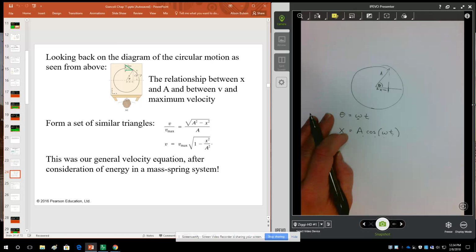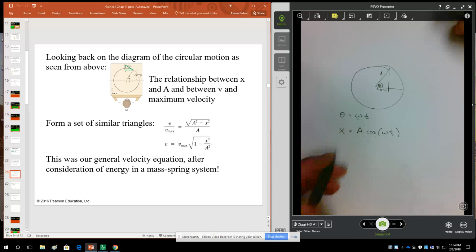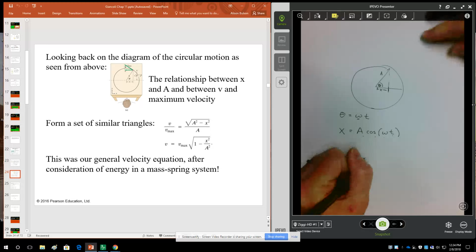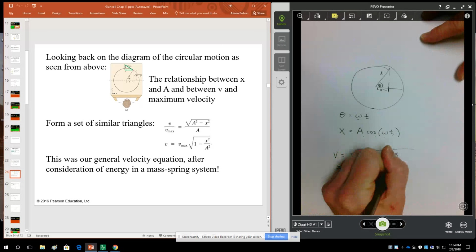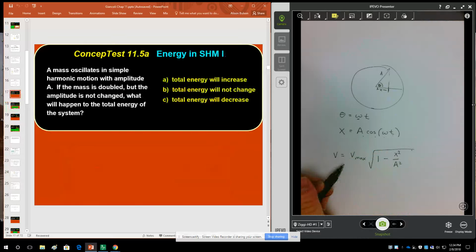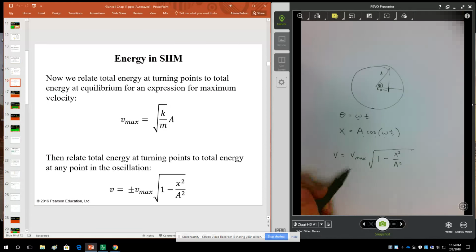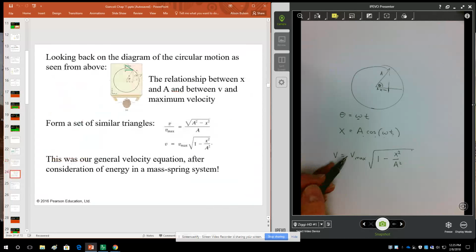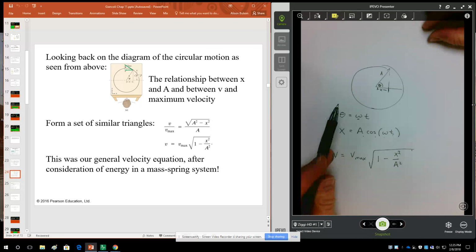And that allows us to solve for the moment-to-moment velocity. Solving for the moment-to-moment velocity, we get the equation velocity equals v max times the square root. I'm going to write it down because I'm going to go back to the previous slide. V max times the square root of 1 minus x squared over A squared. And that is significant because when we evaluated energy, we came up with the relationship v equals plus or minus v max times the square root of 1 minus x squared over A squared as well. So everything matches.